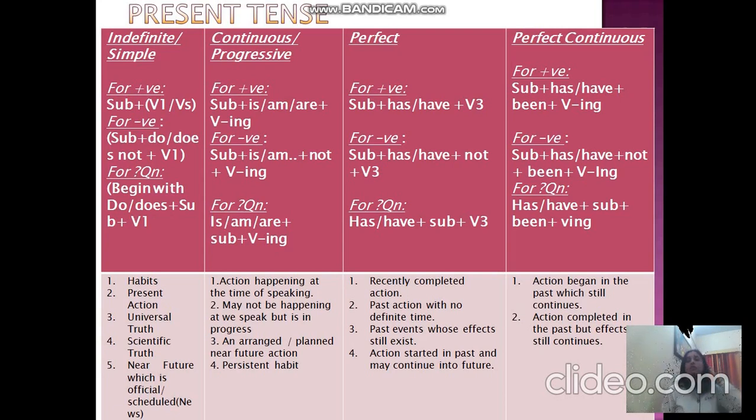Okay, so these are the usages for present continuous tense. Now next comes the present perfect tense. Okay, and what is the structure for perfect tense?